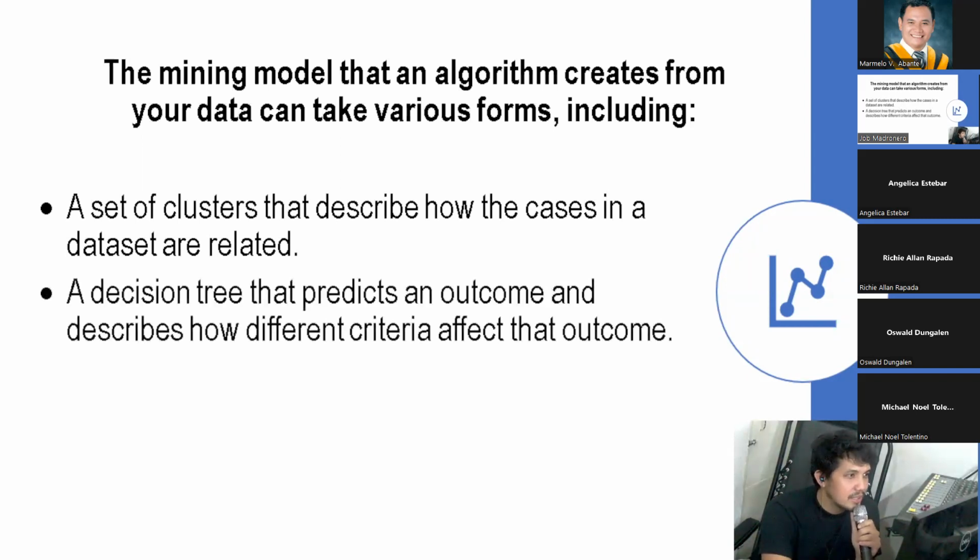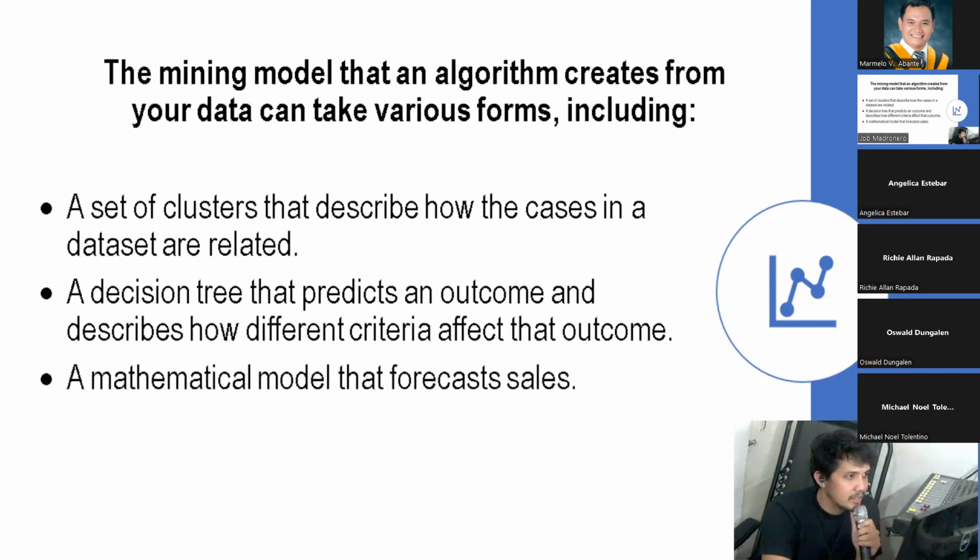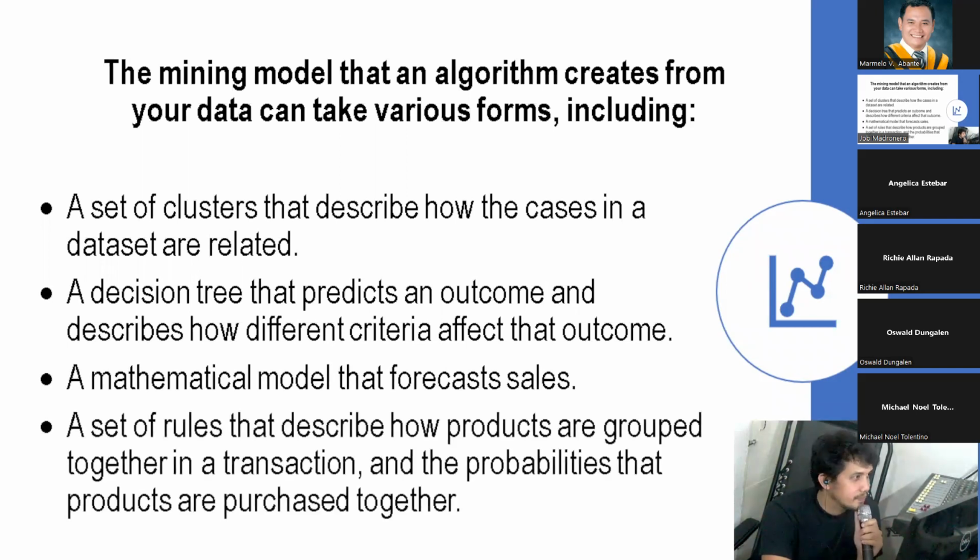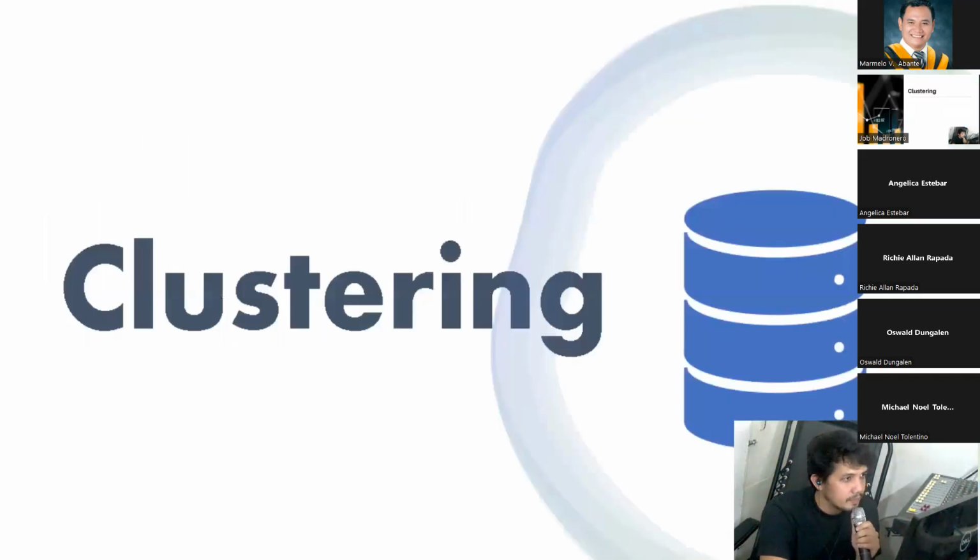A decision tree that predicts an outcome and describes how different criteria affect the outcome. A mathematical model that forecasts sales. Also a set of rules that describe how products are grouped together in transactions and the probabilities that the products are purchased together. The most popular, well-researched method of deriving patterns from the data is clustering.